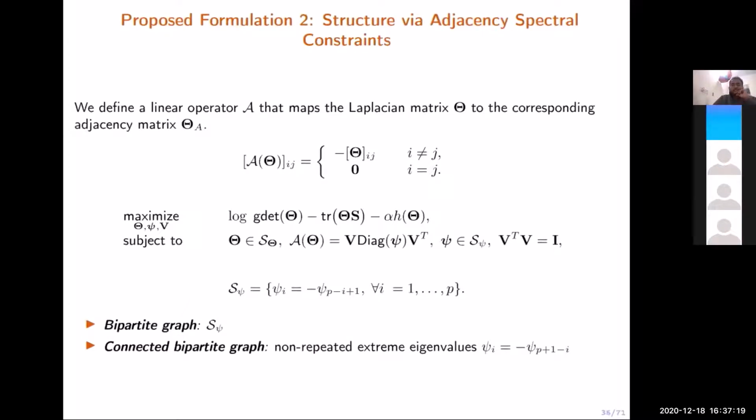In the second formulation, we want to force the constraints on the eigenvalues of the adjacency matrix. We know that the adjacency matrix is a linear transformation of the Laplacian matrix. Just reverse the sign of the non-diagonal elements, putting the negative of each non-diagonal element, and for the diagonal elements put 0. That is the adjacency matrix. Under this formulation, we can learn bipartite graphs and connected bipartite graphs, because the eigenvalues of the adjacency matrix of a bipartite graph are symmetric along 0. So this is the second formulation.